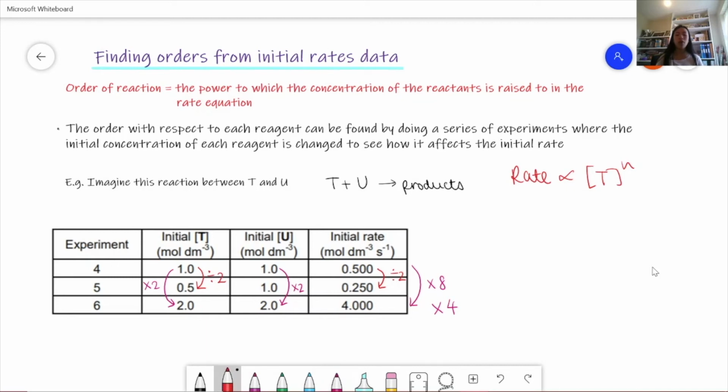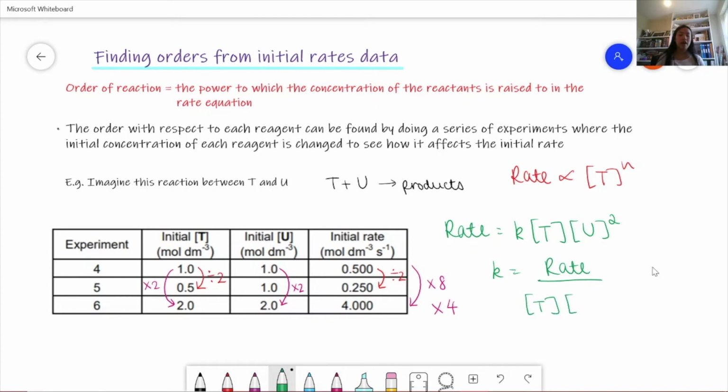And so now we can form a rate equation. And the rate equation would be rate equals K times T to the power of 1, and then U to the power of 2. And this will be our rate equation. And from this, we can also work out what the rate constant is, because the rate constant is the rate over the concentration of T multiplied by the concentration of U squared if we pick any one of these experiments, because the rate constant should always be the same as it's a constant.